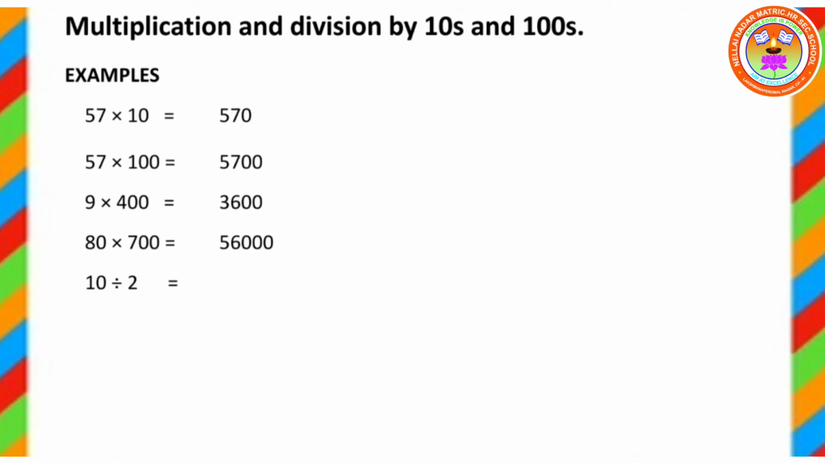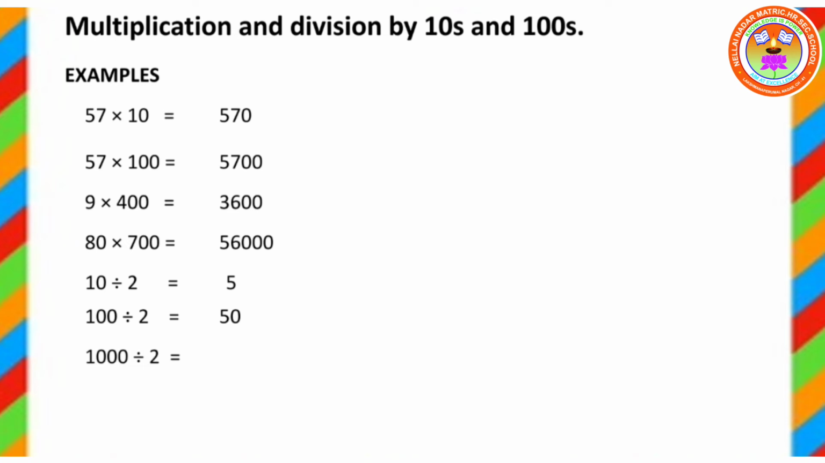10 divide 2. 2 table, 10. How many times? 5 times. 100 divide 2. 10 extra, how many zeros is there? One zero. 10 means 1 zero, extra 1. So 50.